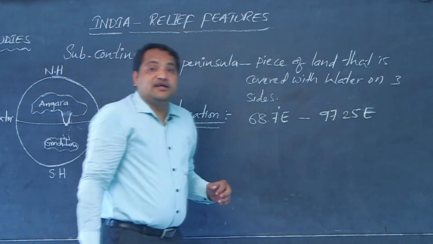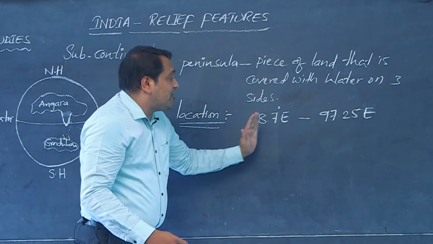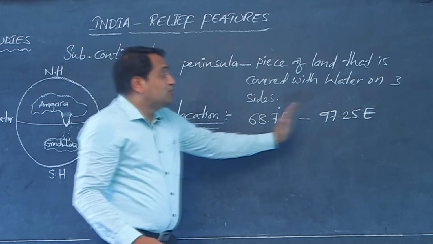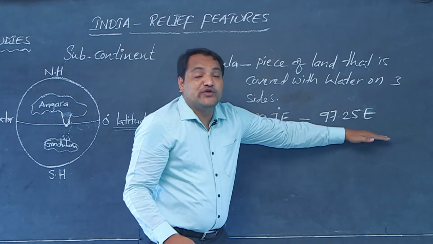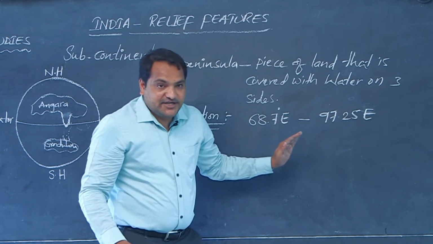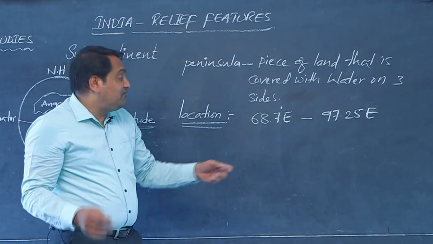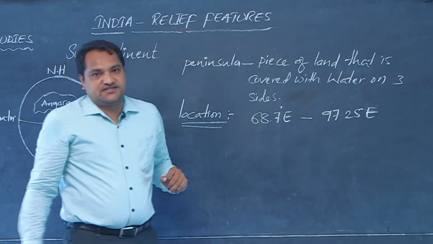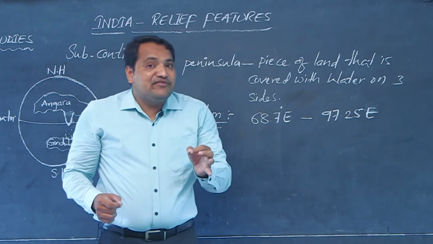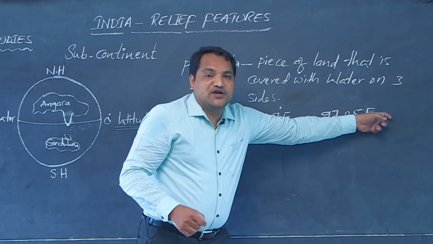India is located from 68.7 degrees eastern longitude, that is the tip of Gujarat, to 97.25 degrees eastern longitude, that is the tip of Arunachal Pradesh. We can see that India is located in a range of 30 longitudes. That is the reason why you can find a time difference of 2 hours from Gujarat to Arunachal Pradesh.